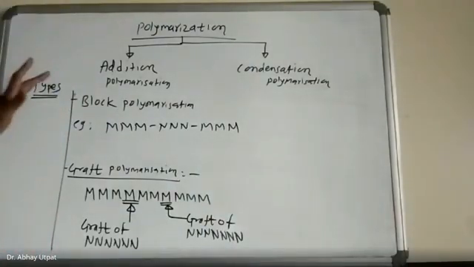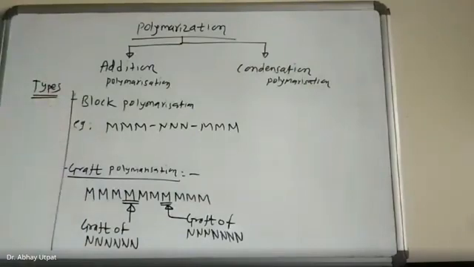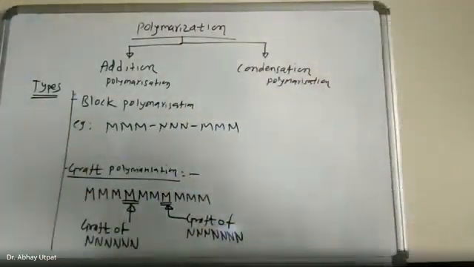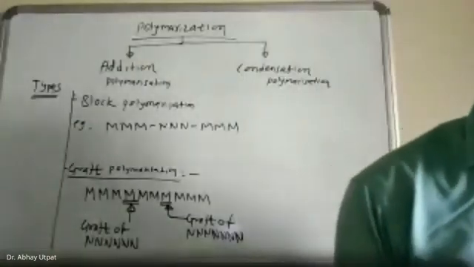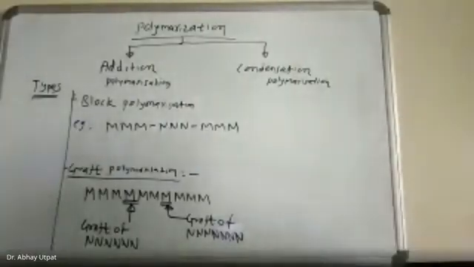Homopolymerization, copolymerization, block polymerization, and graft polymerization. This is all about addition polymerization, just formation of chain. Now, the next polymerization is important, that is condensation polymerization. Hope you have written this.